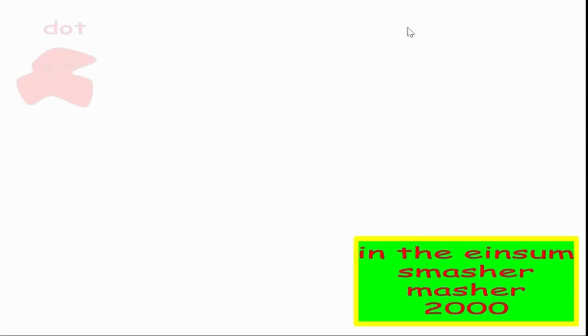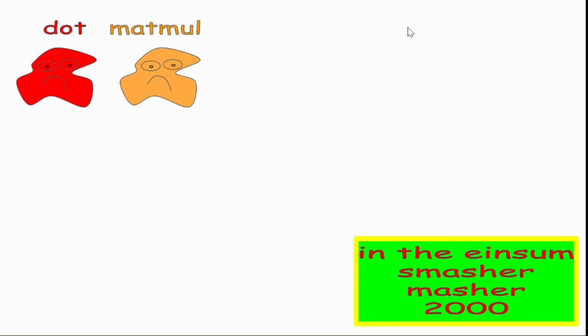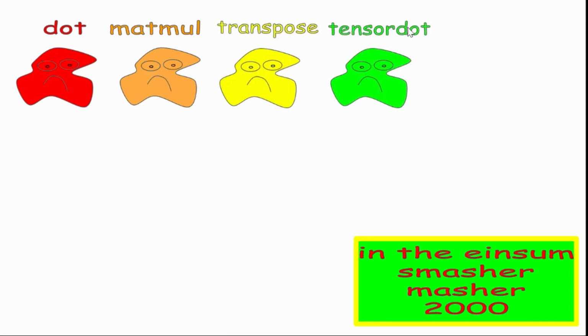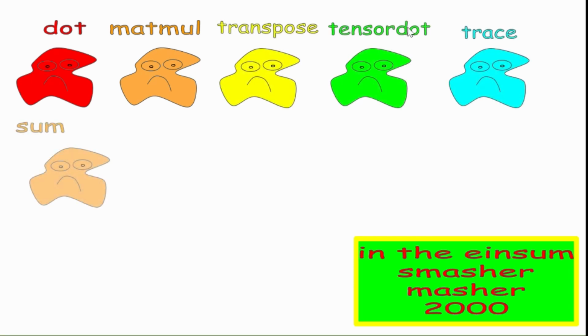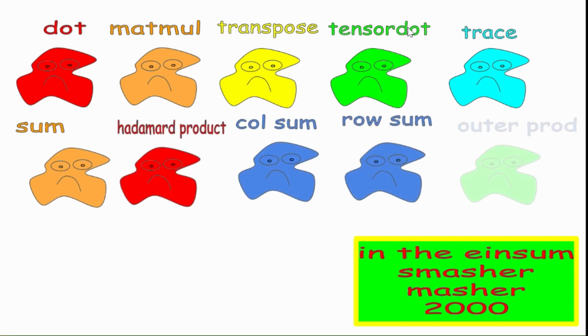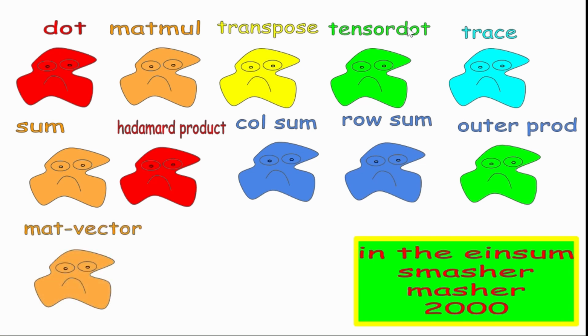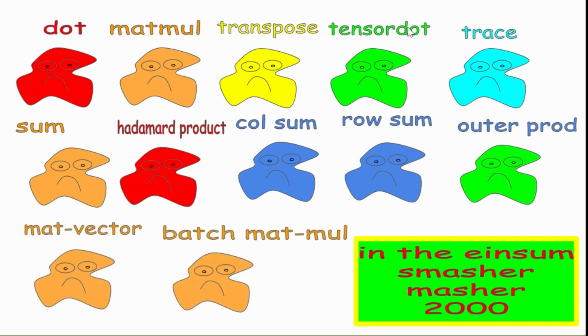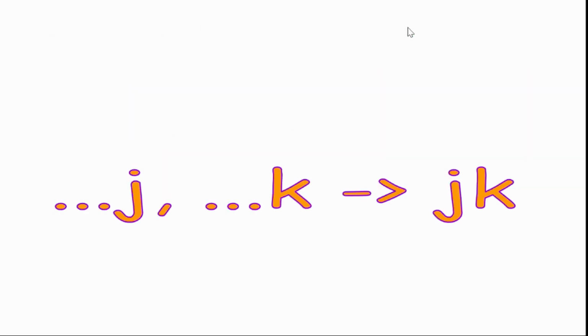And the best thing about einsum is that it can do a lot more than just matrix multiplication. At least in most linear algebra libraries like TensorFlow, NumPy, and PyTorch, you can do over a dozen operations all in one utility. These operations include the dot product, matrix multiplication, transposing, tensor contraction, trace, sum of all elements, Hadamard product, column sum, row sum, outer product, matrix vector multiplication, and batch matrix multiplication. Whew, that was a lot.